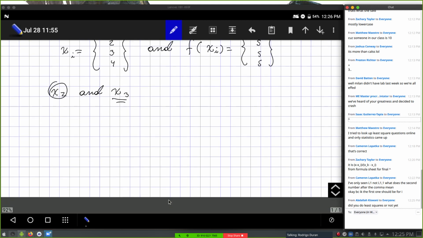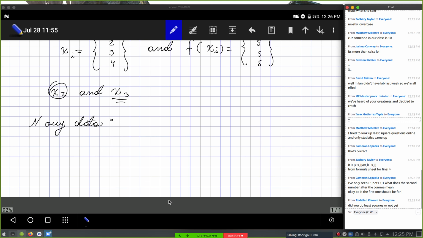Did you do least squares or not yet? I have not done least squares, but least squares is on the exam. I'm about to get there. So for least squares, it has to do with noisy data. When they tell you that you're given data that is noisy, you're definitely going to be using least squares.